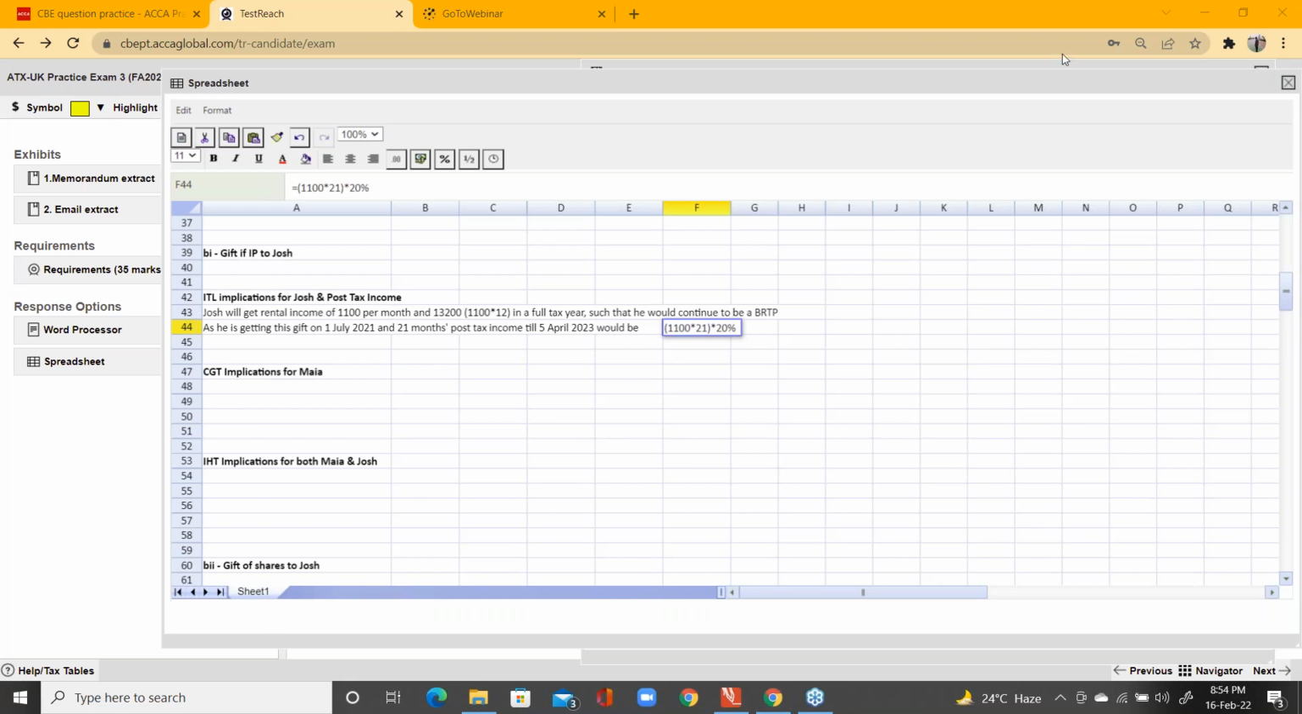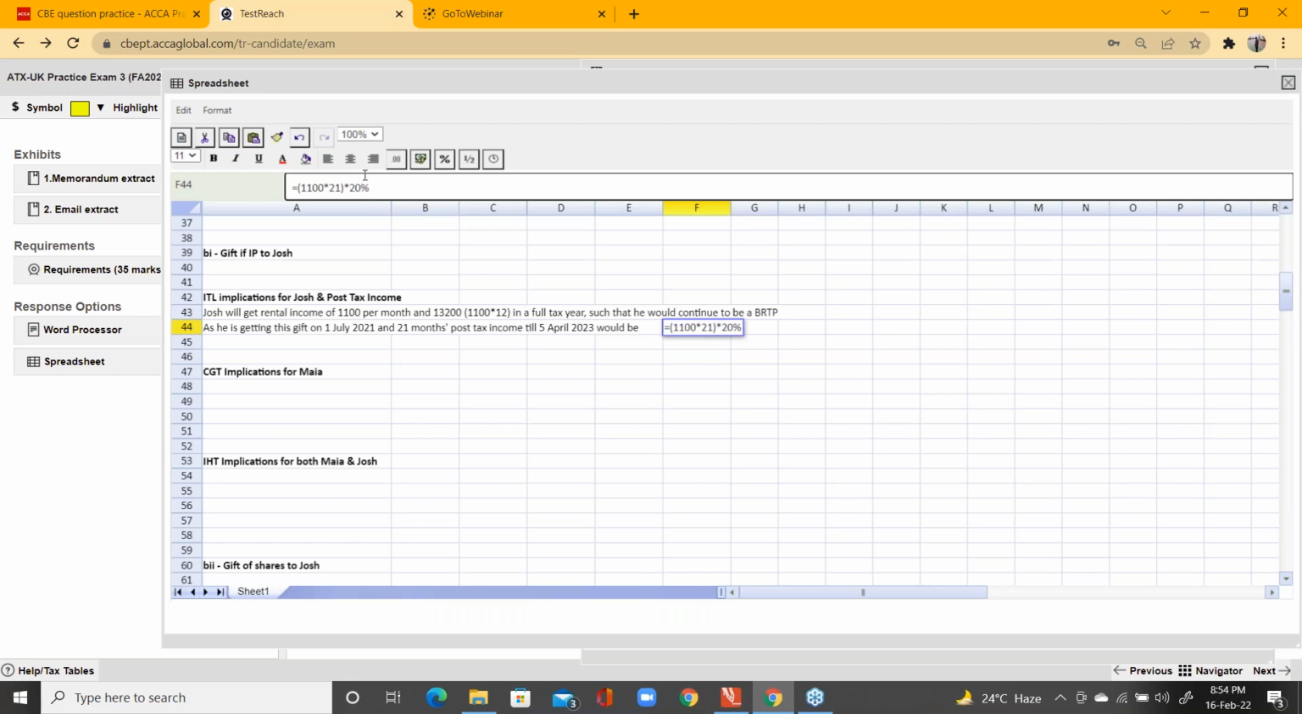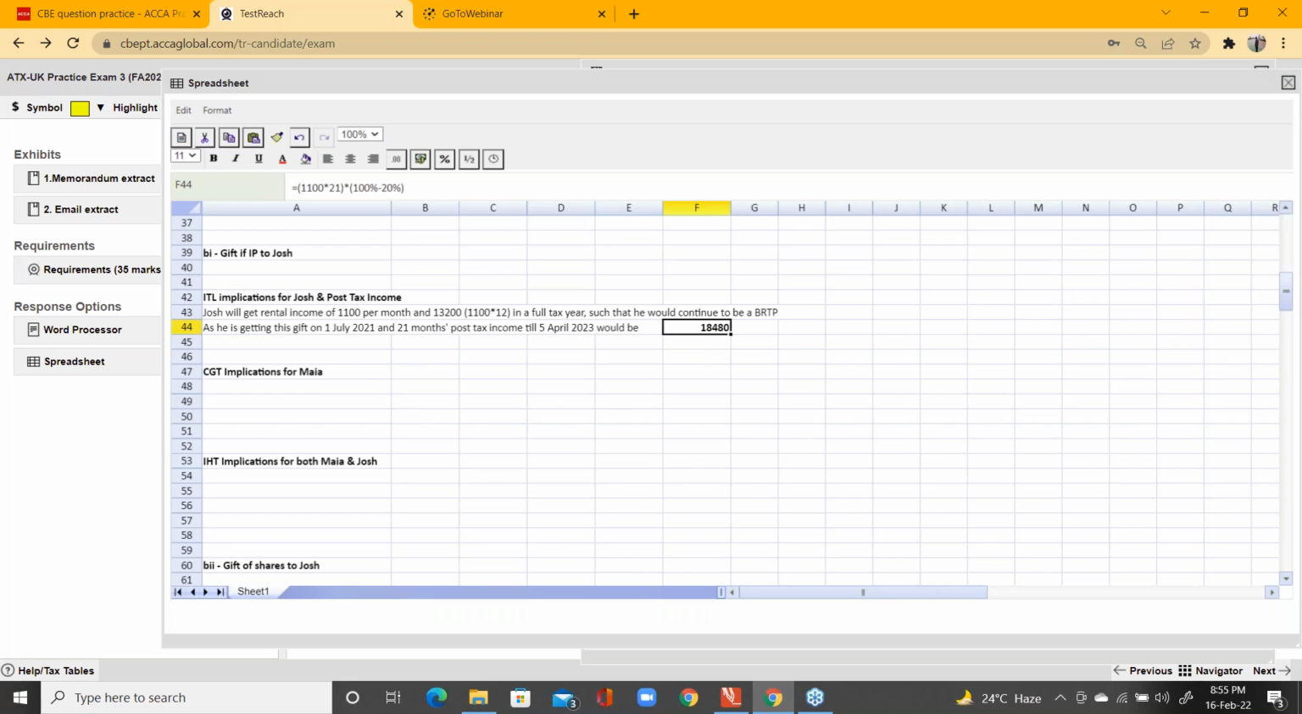On the income received, if any tax is paid at 20%, the post-tax income would be calculated accordingly. By the way, it's the amount of tax, right? If you want to know further about the post-tax income, you can simply change the percentage over here. As we are calculating the post-tax income, from 100%, if 20% is tax deducted, what will be the post-tax income? The resulting figure is directly calculated as 18480.